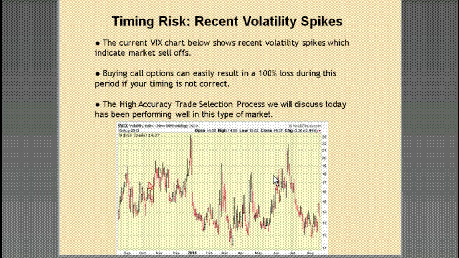So we're going to look at a strategy to lower our risk and at the same time still produce a good profit. I'll take you through the steps that I use. I'm in the trenches every day trading, and I'll take you through the steps I use to be a successful option trader.